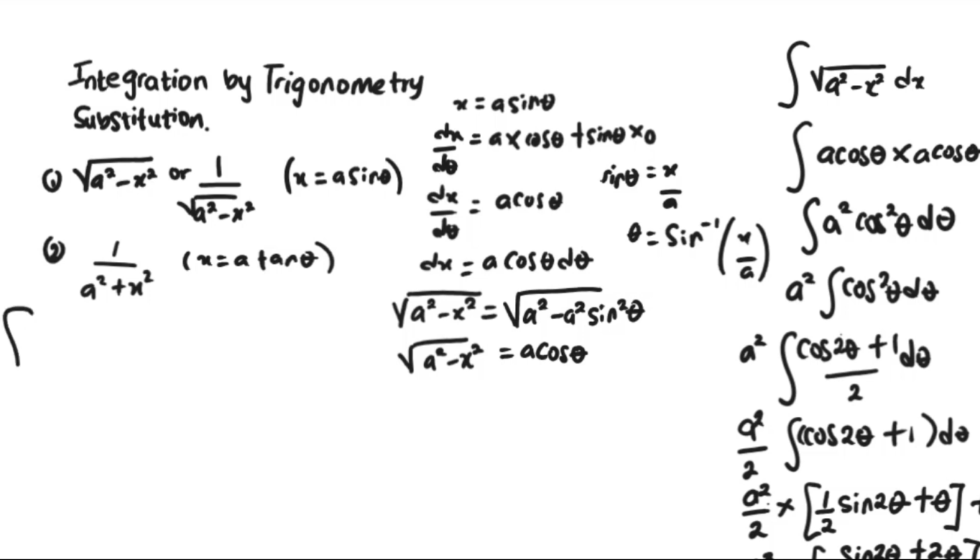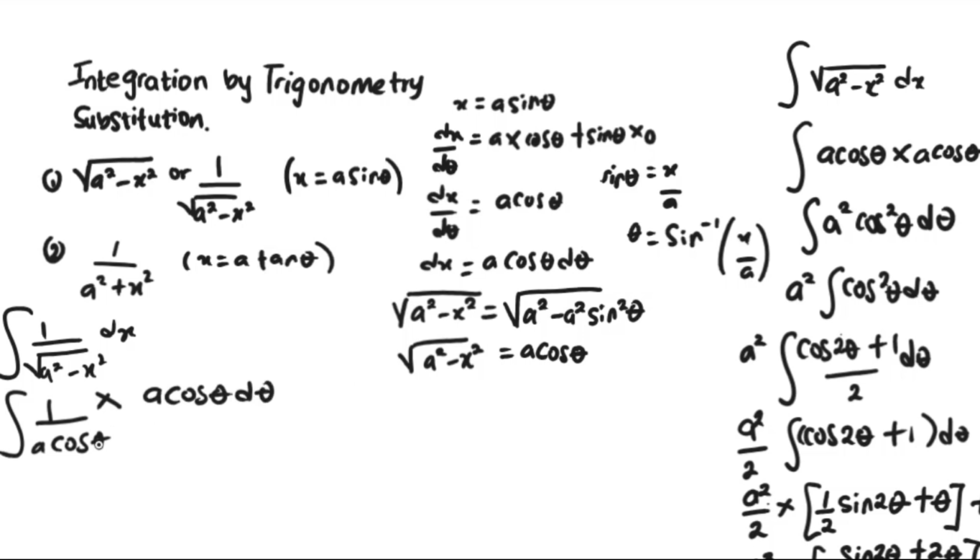Let's say we have the integral of 1 over square root of a square minus x square, with respect to x. So we know that our square root of a square minus x square is already the same thing as a cos theta from here. So dx is what? Our dx is a cos theta d theta. So you discover that a cos theta here will cancel a cos theta. You'll just be left with the integral of 1 d theta. So when you integrate 1 with respect to theta, you get theta plus arbitrary constant c.